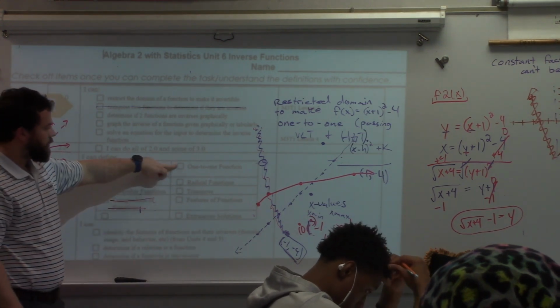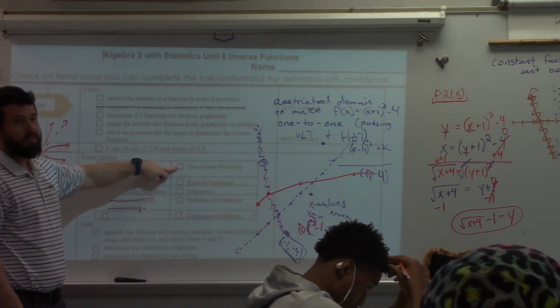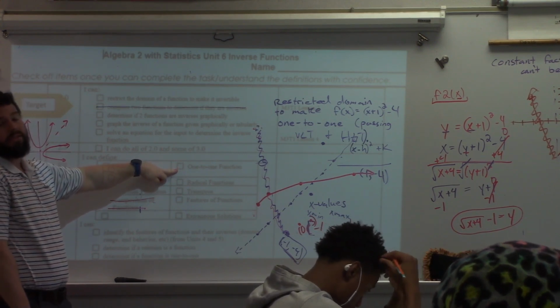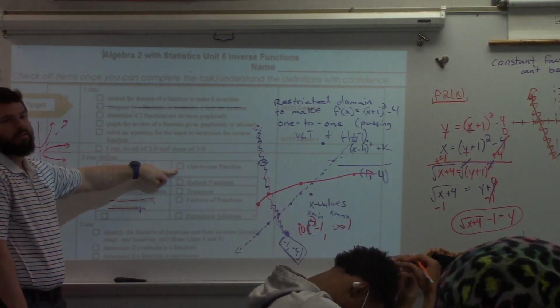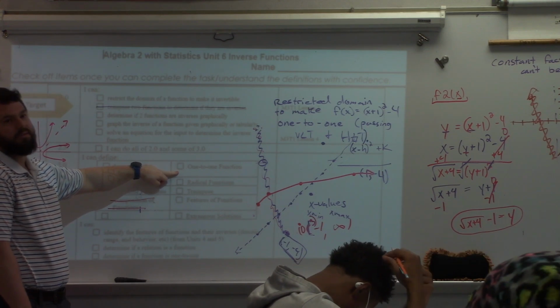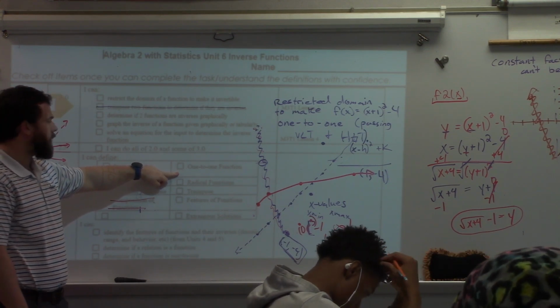One-to-one functions. Barely, but yeah. Well, we talked about it yesterday and today, right? If it passes the horizontal and vertical line test, it's a one-to-one function, and it has to do that to be invertible. That's the big priority.